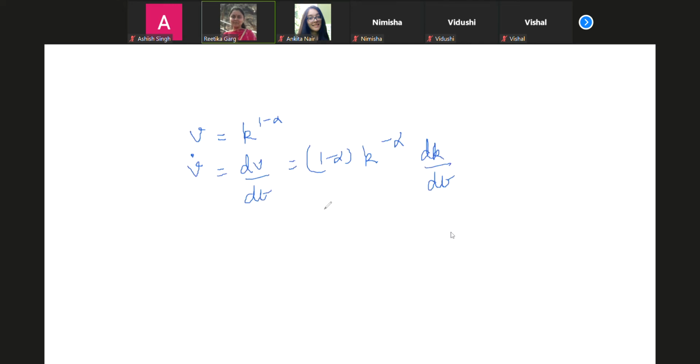So which means that V dot is equal to (1 minus alpha) k to the power minus alpha k dot. This is how these are related.